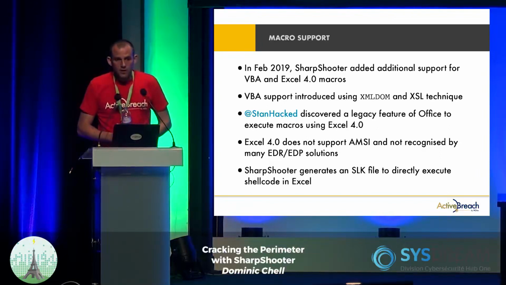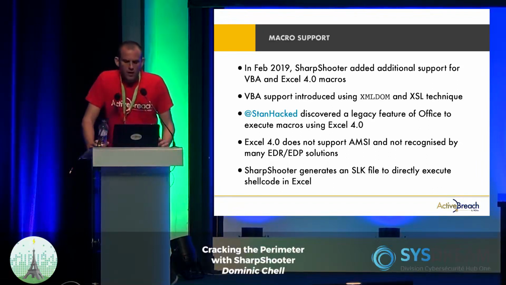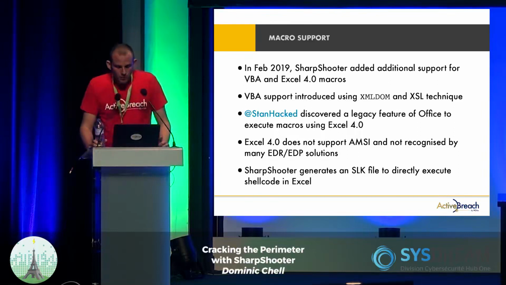Stan basically discovered that there was a legacy feature of Office that allowed you to execute macro code without VBA. This technique had long been forgotten about, and the engine for it didn't actually support AMSI, so you didn't really need to worry about AMSI. And a lot of the EDR and AV solutions base their detection around traditional VBA P-code. So again, this got around a lot of EDRs, and we've had a lot of success with it.